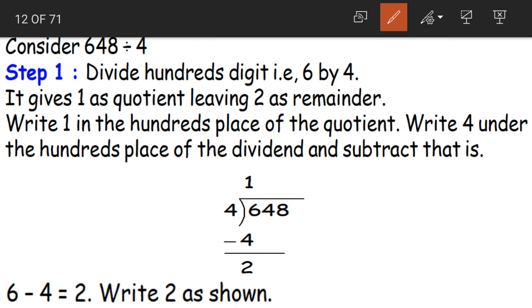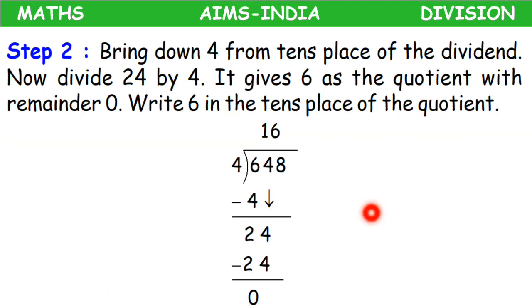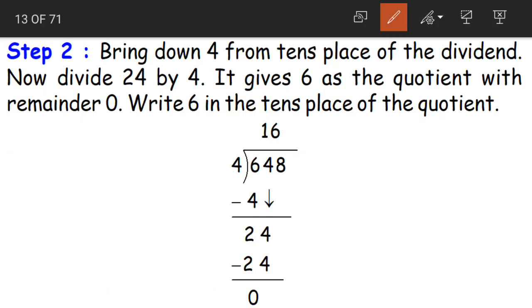Okay children, remember to follow the line here. Write 1 in the hundreds place, write 4 under the hundreds place of the dividend, and subtract, that is 6 minus 4 is equal to 2. Yes, clear till now the first step, dividing the hundreds. Now moving to the next step, what should we do? We should bring down the next digit.